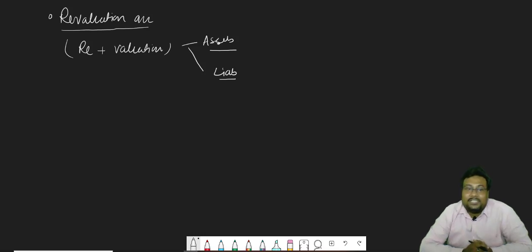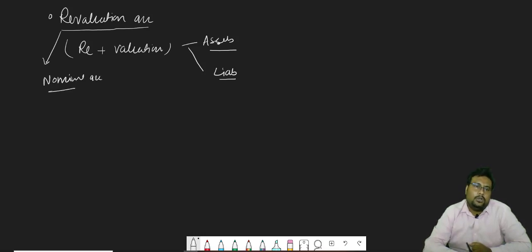Actually, what is the nature of revaluation account? Very simple. It is a nominal account. Why so? Because the revaluation outcome is either profit or loss, and the account which gives the outcome of profit and loss is considered a nominal account. Now, how do we frame the entries? What is the proforma of revaluation account? For that, you see this.